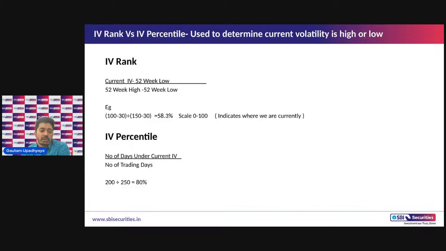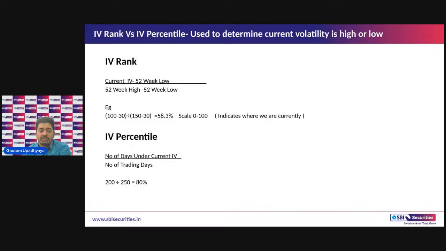Both these formulas you can make use of to determine whether the volatility or the implied volatility is currently in the current scenario, compared to the historical data that we have, whether it is on the higher side or the lower side.